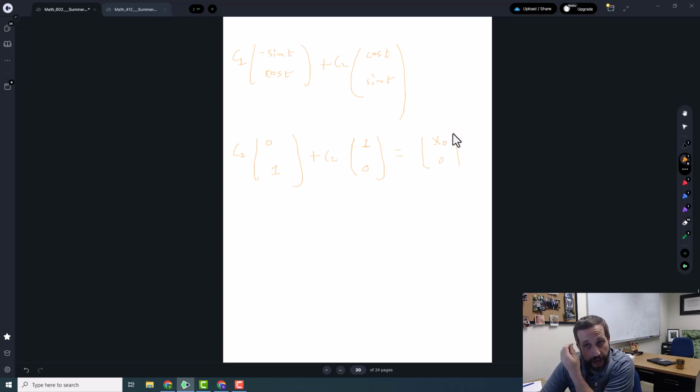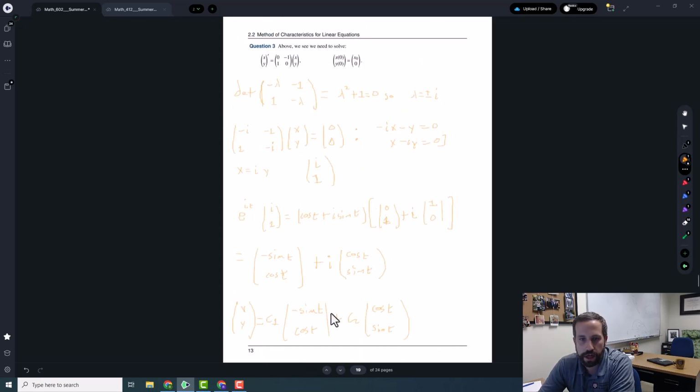Notice what's happening here. The top equation says c2 is equal to x naught, and the bottom equation says c1 is equal to 0. So if I go back to the previous one, c1 is equal to 0, so that part goes away, and c2 is going to be x naught. That is the solution to this initial value problem.